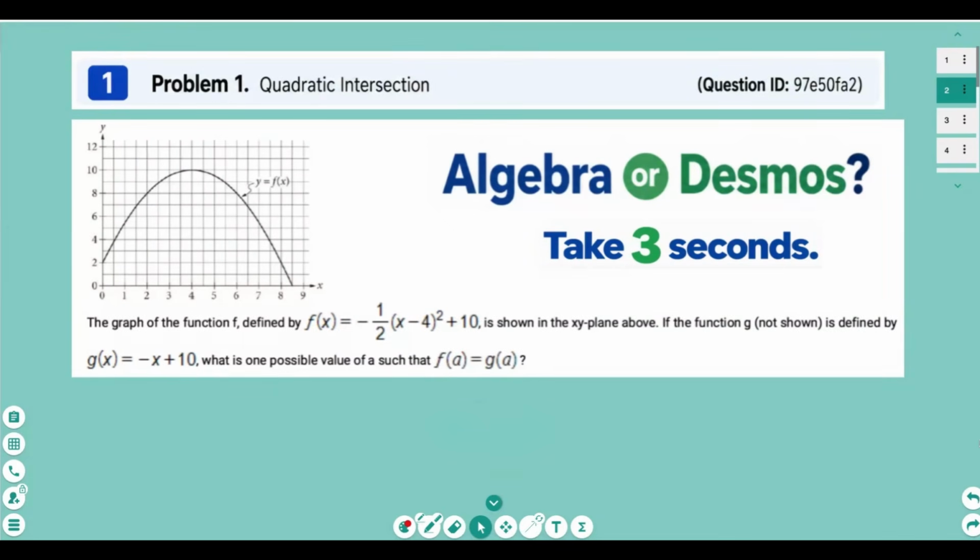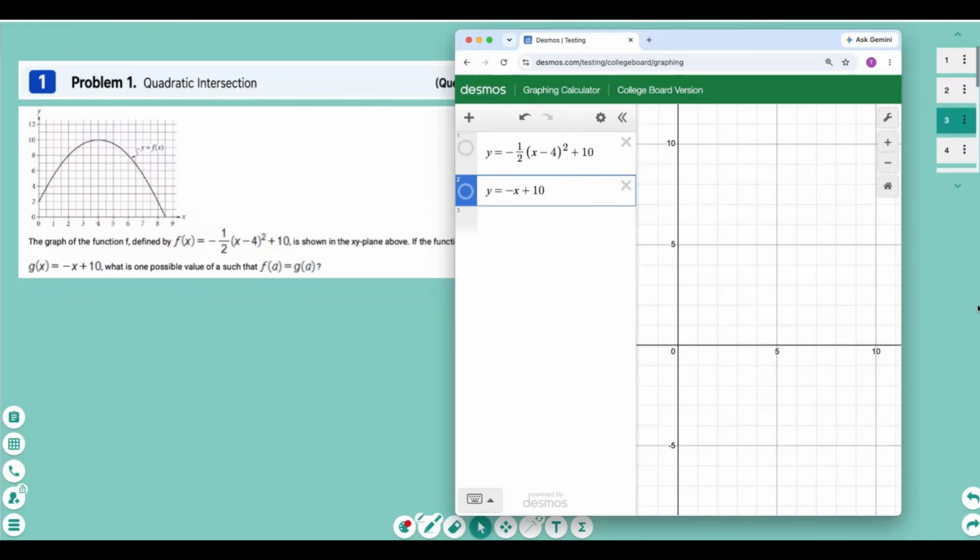Algebra or Desmos? Take a few seconds and decide how you will start. We could solve this algebraically, but setting up and factoring the quadratic equation takes precious time. Let's use Desmos instead. Simply enter the quadratic function f of x and the linear function g of x.